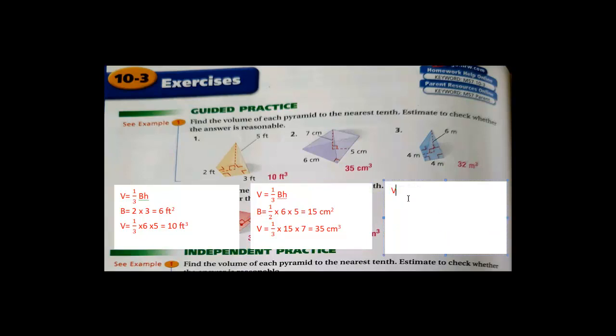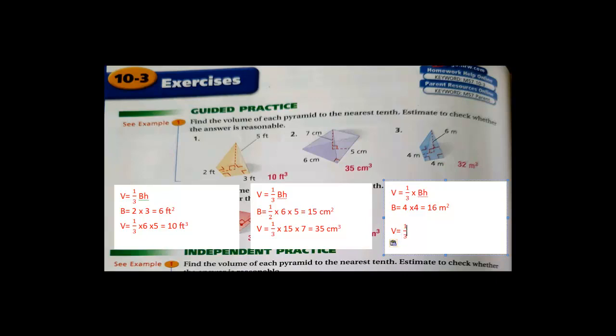We have the volume equals a third, or 1 over 3, multiplied by the area of the base multiplied by the height. Okay, so let's find the area of the base. Where is the base? The base is a square. 4 multiplied by 4 will equal 16 meters squared.